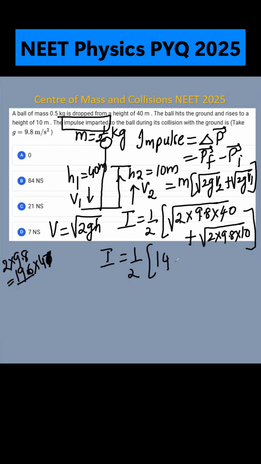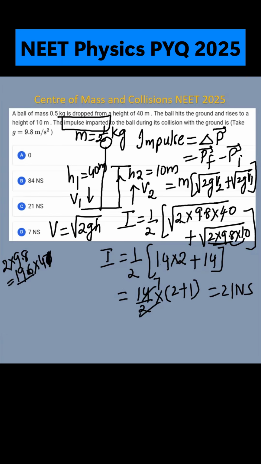So 14, next plus we have into 2. That means we can write 196 is 14. Next we have 2, that is here root 4, plus now we have 2 into this 10, if I take it is 19.6, so that would be 14. So if I take 14 outside, 14 by 2 into 2 plus 1, so this is 7 into 3, 21 Newton second. That is the answer.